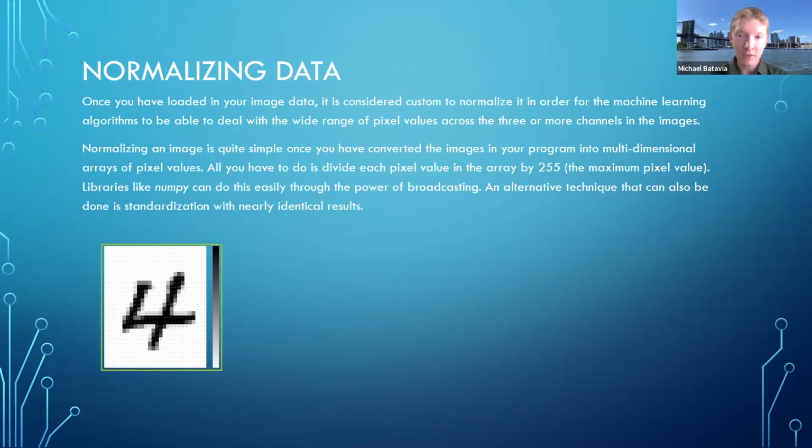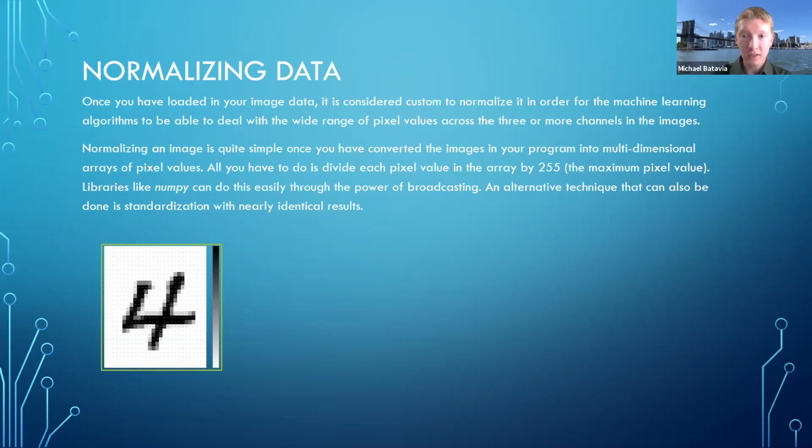And the very easy way to do that is by dividing each pixel value in that multidimensional array by 255. And we do 255 because that's the maximum pixel value. No pixel value can go higher than 255 because the allowable range of pixel values goes between 0 and 255. And if you use a library like NumPy, which is a Python library that's very good for dealing with multidimensional arrays, you could just straight up divide the multidimensional array by 255, and it's very easy.